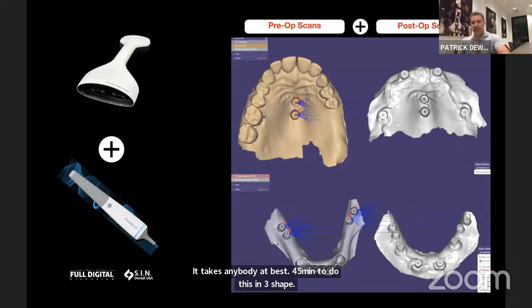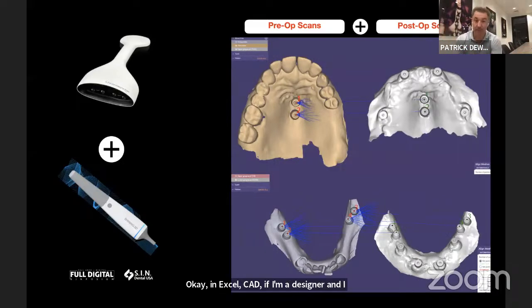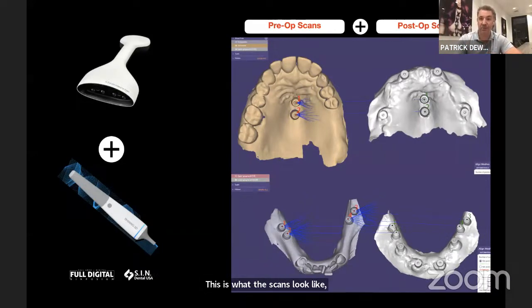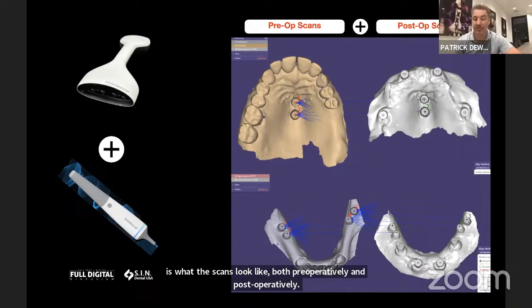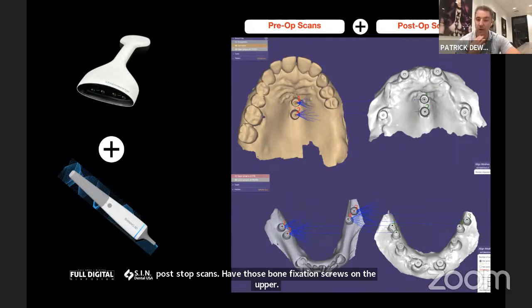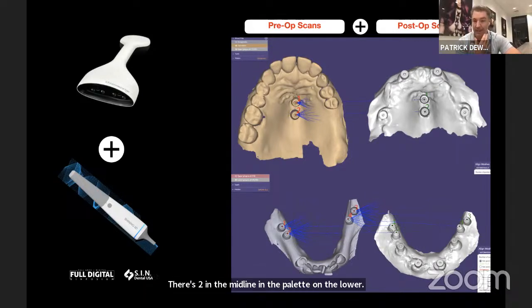Okay. In exocad, if I'm a designer and I receive those files from the surgery room, both the photogrammetry data from the micromapper and the intraoral scan from whatever intraoral scanner you're using, this is what the scans look like, both preoperatively and postoperatively. On this screen, you'll see all the way on the right, the post-op scans have those bone fixation screws on the upper. There's 2 in the midline of the palate. On the lower, there's 2 on each retromolar pad.